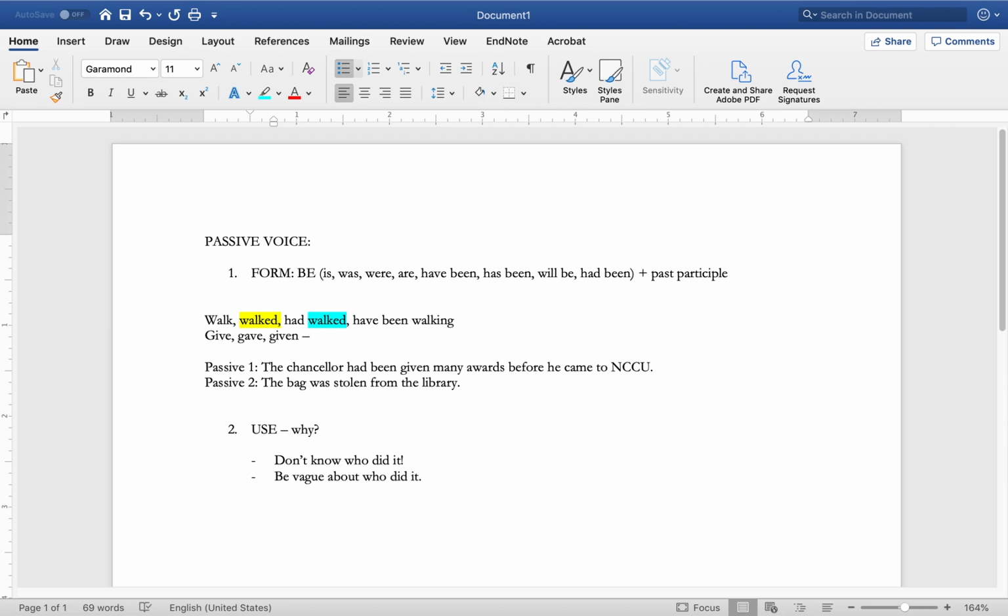So you don't really want to admit who did it or call the person out. But that's, in news writing, not really a very good use for it. And then the third reason is that maybe the object of the sentence, the person who received the action, is more important than the action itself or than the subject.